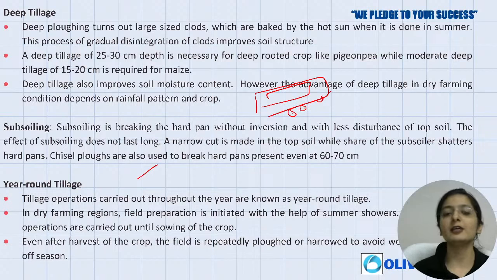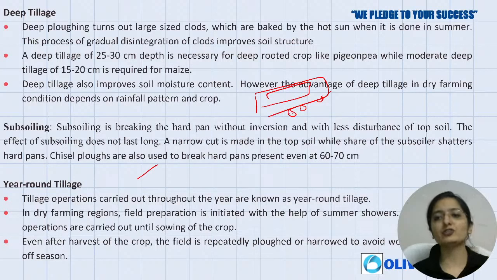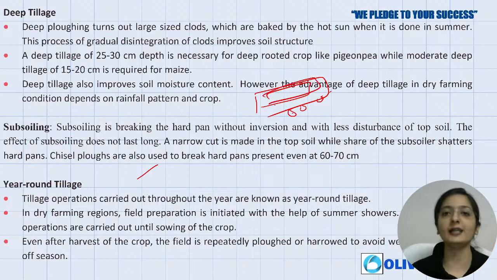For that matter, you will make a narrow cut in the topsoil, so as to make sure that without any inversion and without any disturbance to the topsoil, you break that hard pan. That is subsoiling, right? Here chisel ploughs are being used. So basically in primary tillage you are using plough.